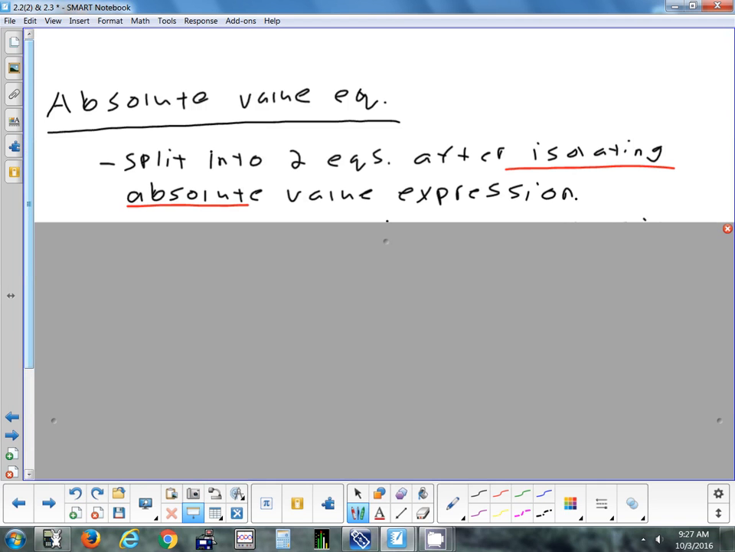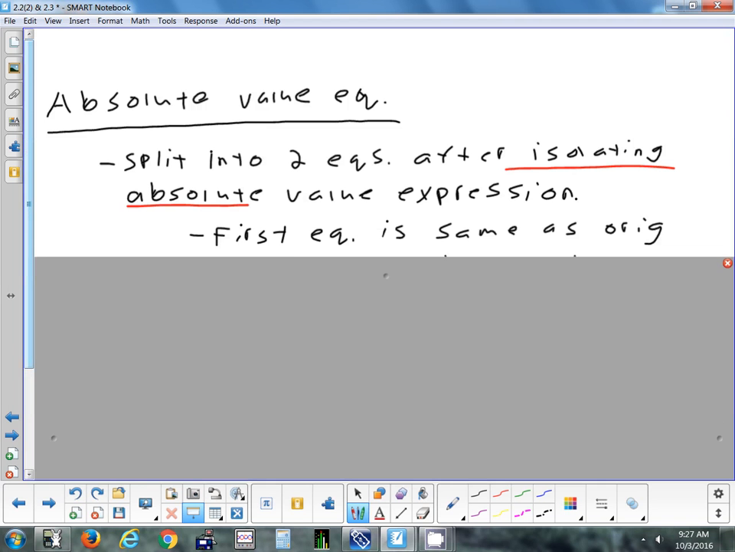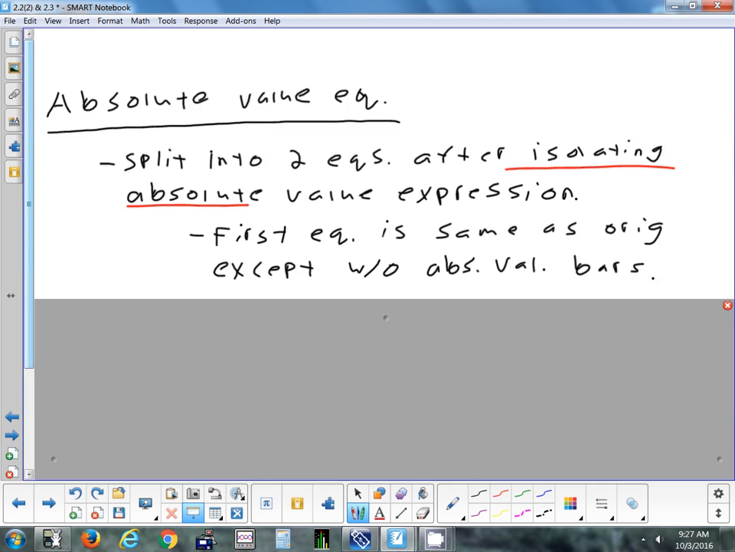Okay, after you've isolated it and you have it by itself, now we can split it into 2 problems. Because generally absolute value equations have 2 answers. Generally. I'll show you an example where that is not true in a second.